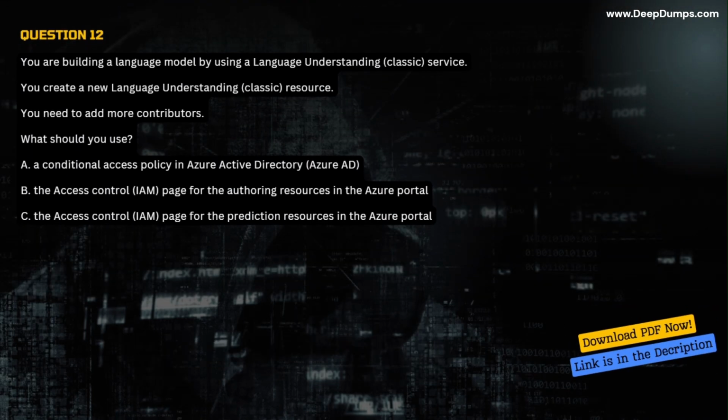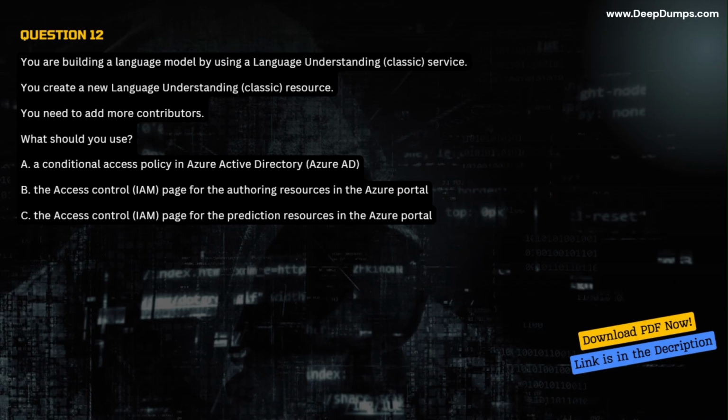Question 12. You are building a language model by using a language understanding classic service. You create a new language understanding classic resource. You need to add more contributors. What should you use? A. A conditional access policy in Azure Active Directory (Azure AD).